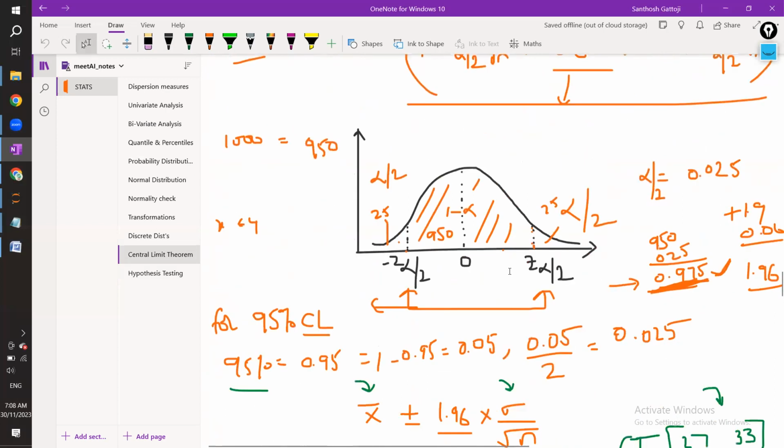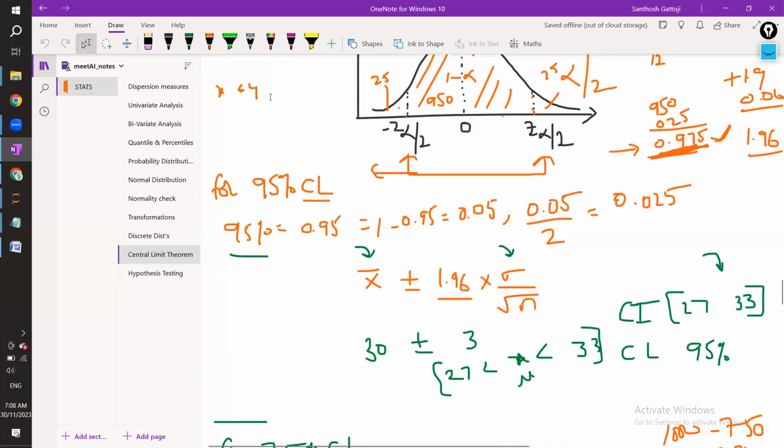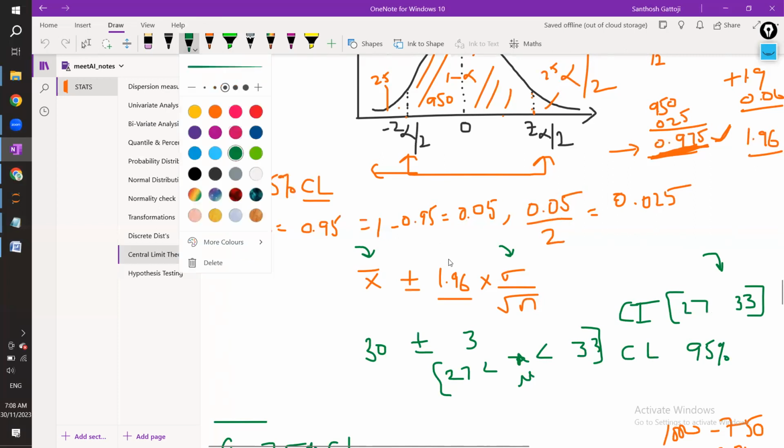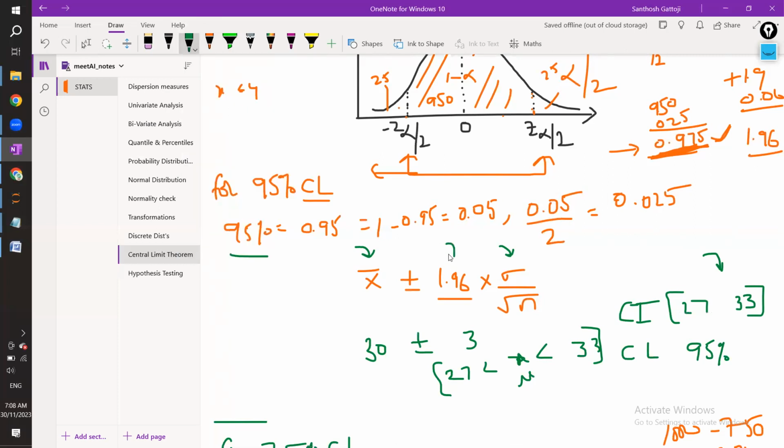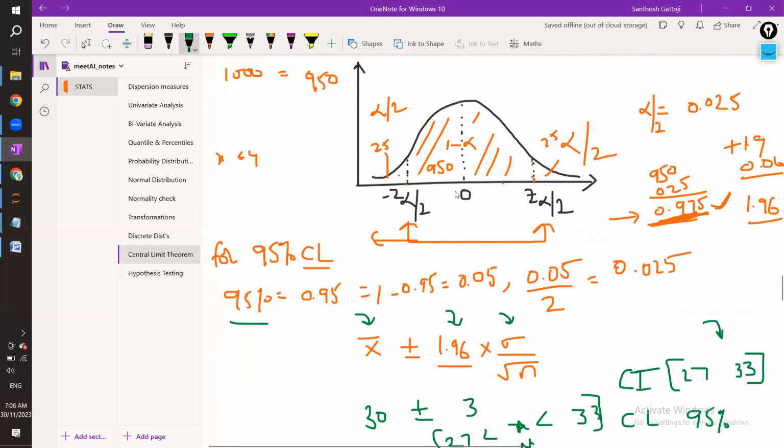See, alpha by 2, alpha by 2. In the previous example, when you are considering a two-sided test, for alpha by 2 the value will be 1.96. So the Z score is 1.96. If you see here, can you see 1.96? I'm not calculating it again, but the way you can calculate it is simple.